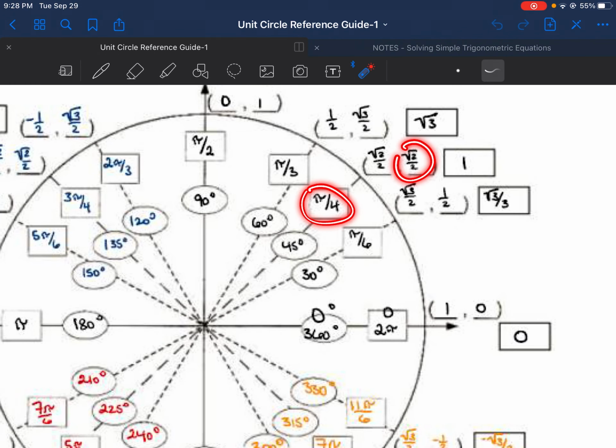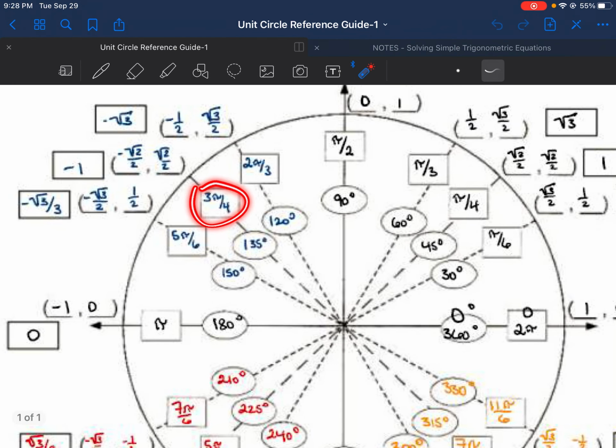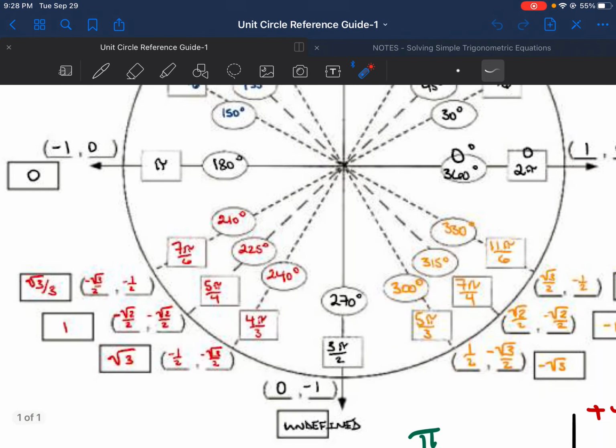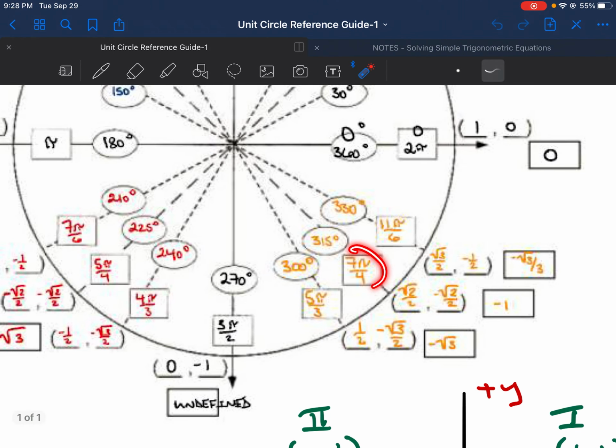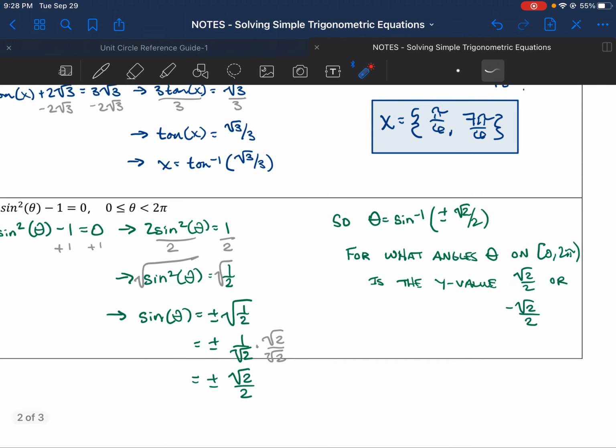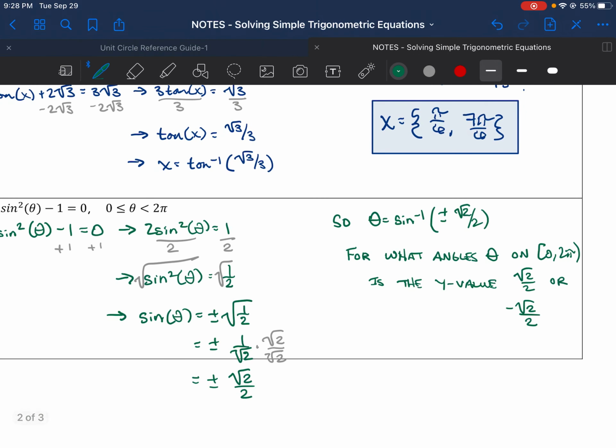At pi over 4, we have a positive square root of 2 over 2. At 3 pi over 4, we have a positive square root of 2 over 2. At 5 pi over 4, we have a negative square root of 2 over 2. And at 7 pi over 4, we have a negative square root of 2 over 2. So all 4 of those angles are the solutions. So theta equals the set pi over 4, 3 pi over 4, 5 pi over 4, and 7 pi over 4. 4 solutions here.